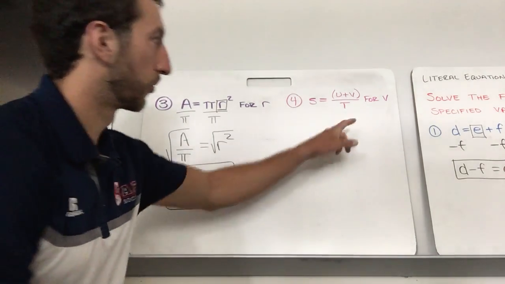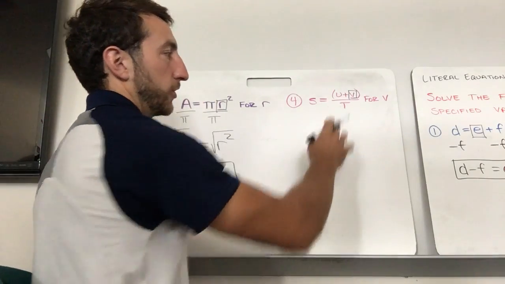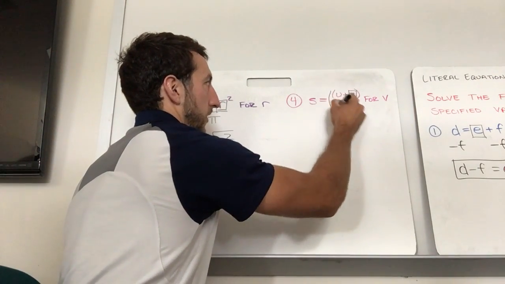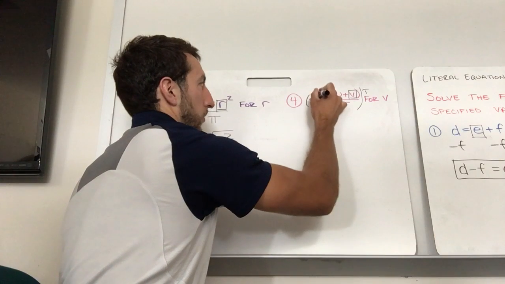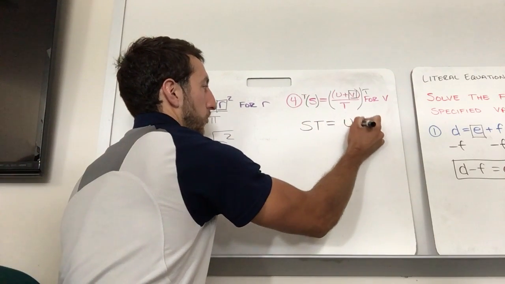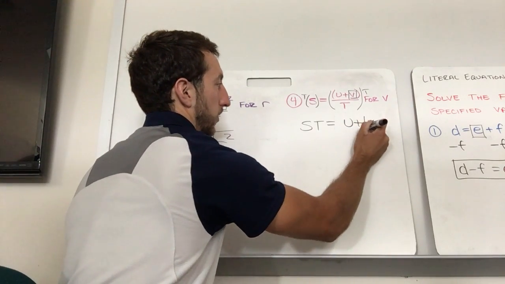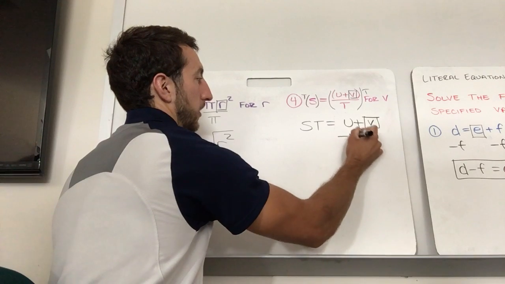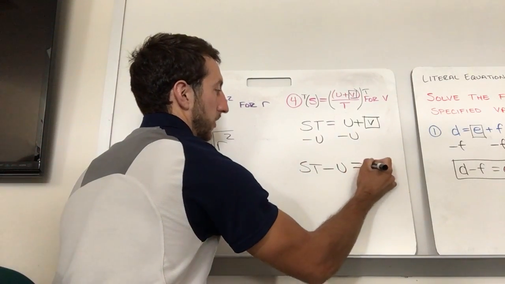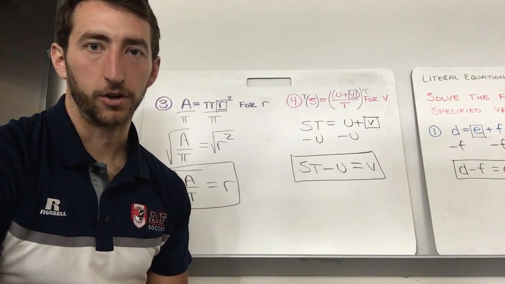And then we want to solve this, so I want to get V by itself. So I box in my V. First thing I want to do, I want to get rid of that fraction. So we clear it by multiplying by the denominator. I'm going to multiply everything by T. So what I'm left with is ST equals U plus V. I've still got that U over there, so I got to get V by itself. So I'm going to subtract U from both sides. Then I get ST minus U equals V. And that is solving literal equations.